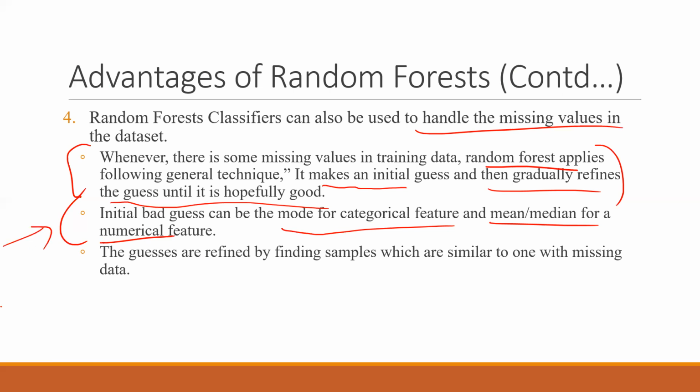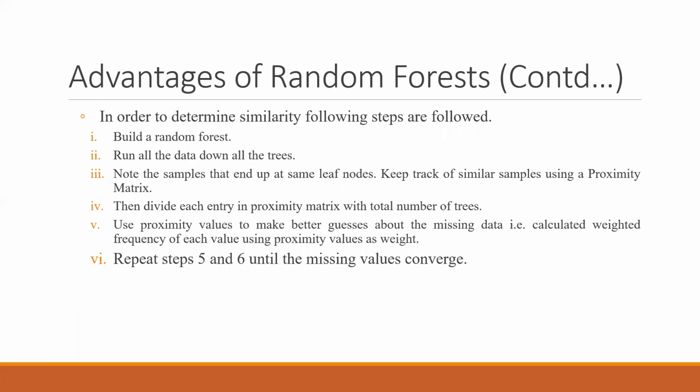As human beings, what we generally do is, if there is a categorical feature problem, we take the mode, whichever has the maximum count, and fill that in as the missing value. And if you want to replace the value in a regression or numerical feature, then you use the mean or the median value as the missing value. Now the guesses are refined by finding samples which are similar to the one with the missing data. You can make out what it means.